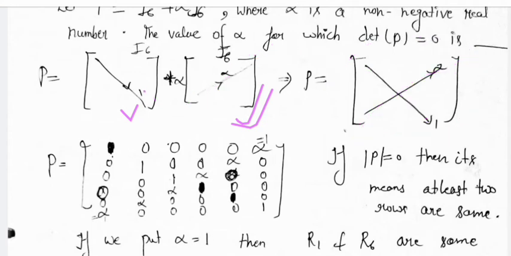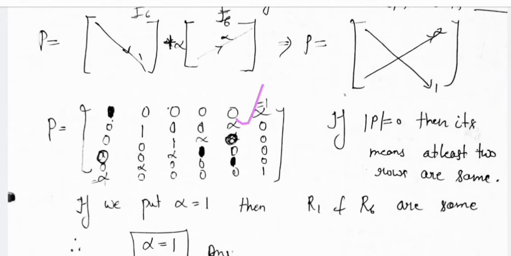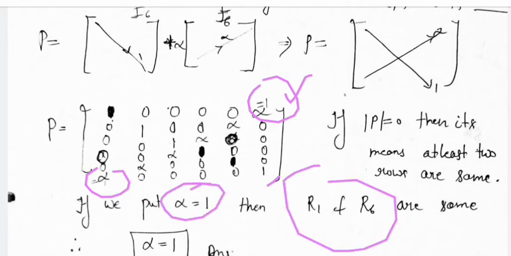So as per the given question, we know that determinant is 0. And we already said in the previous session, if determinant is 0, then we can easily say that any two or more rows are equal. So if any two or more rows are the same, then determinant is 0, which means we can easily say that the first row is equal to the sixth row, so alpha is going to be 1. So we put the value of alpha equal to 1, and here row 1 and row 6 are the same, so the value of alpha is going to be 1.